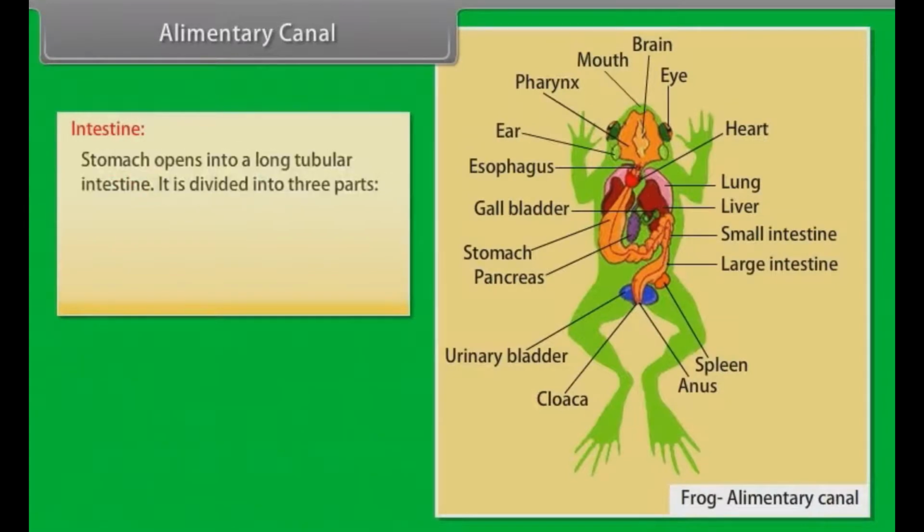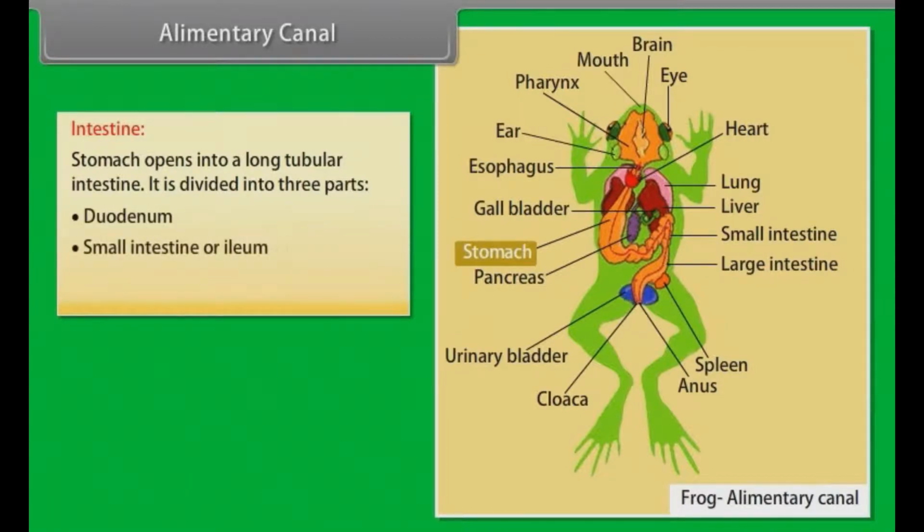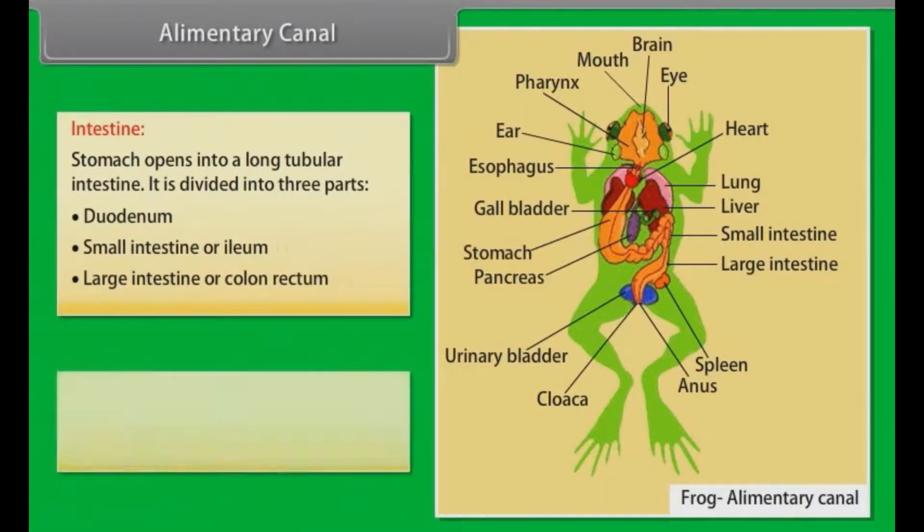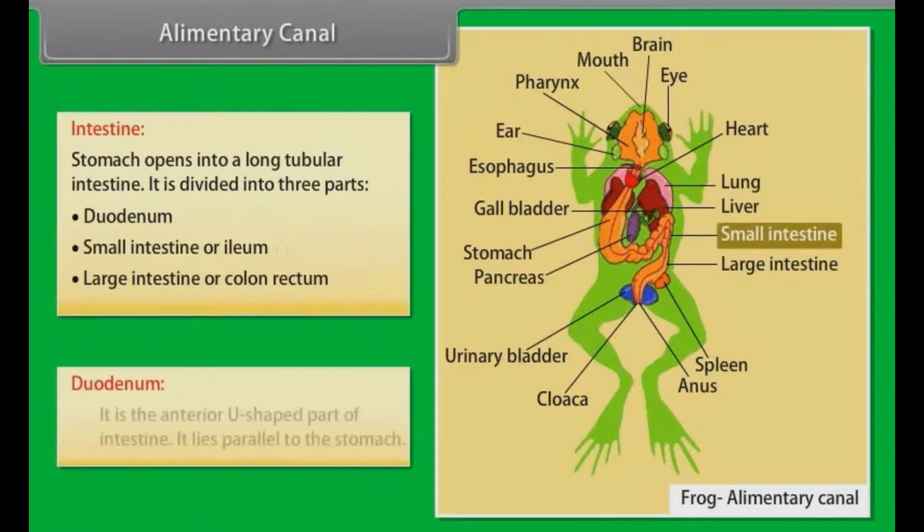Alimentary canal. Intestine. The stomach opens into a long tubular intestine. It is divided into 3 parts: duodenum, small intestine or ileum, and large intestine or colon rectum. Duodenum. It is the anterior U-shaped part of the intestine. It lies parallel to the stomach.